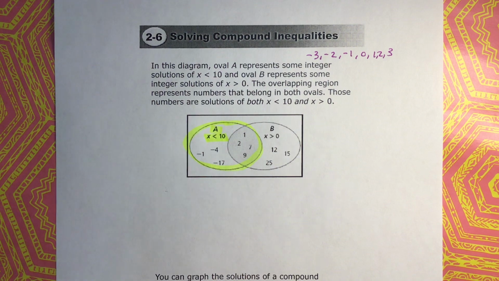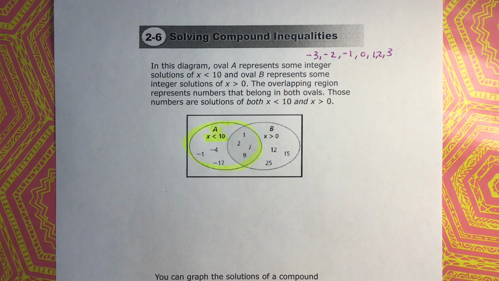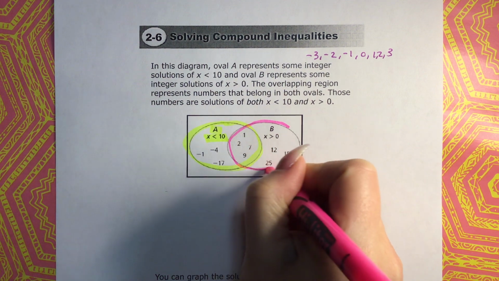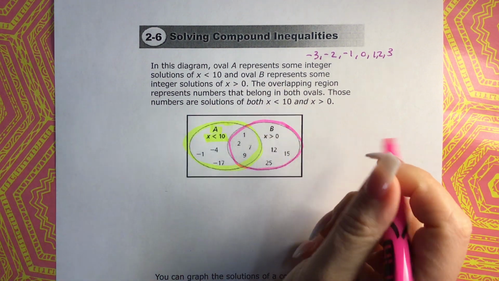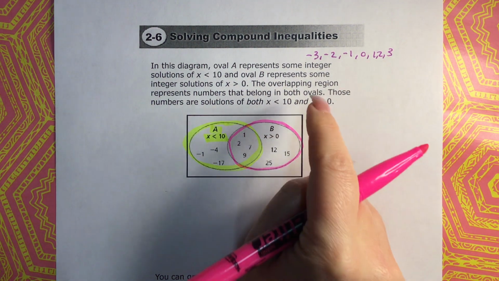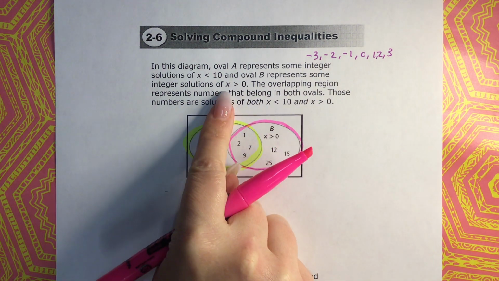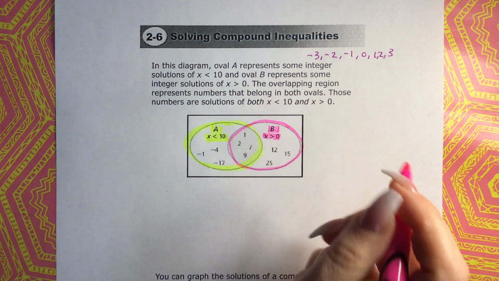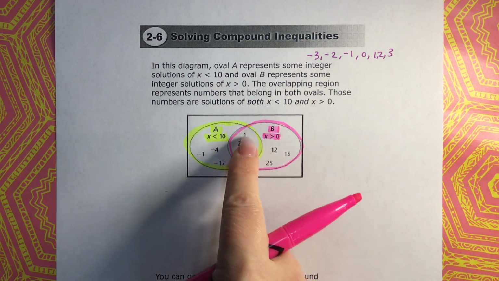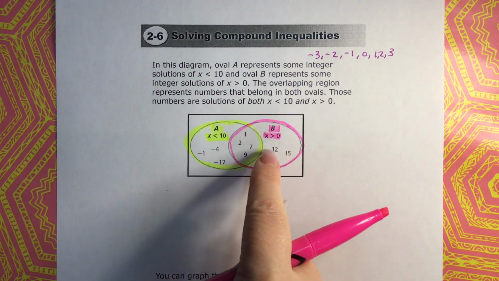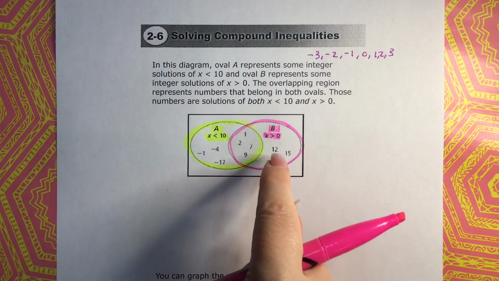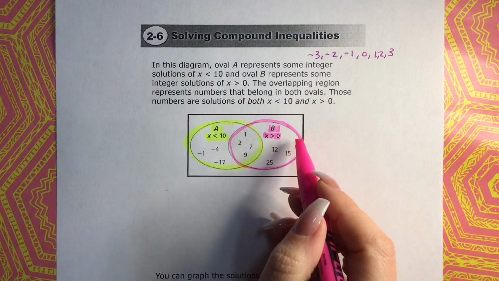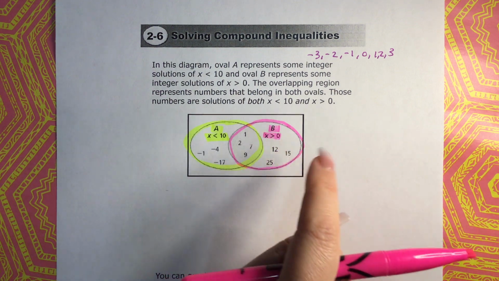Oval B represents some other integer solutions of x when x is greater than 0. Okay, so let's look at these numbers. 1, 2, yeah, that's greater than 0. 7 and 9 are both greater, and all of these numbers are greater than 0 as well. So everything in this circle is greater than 0.